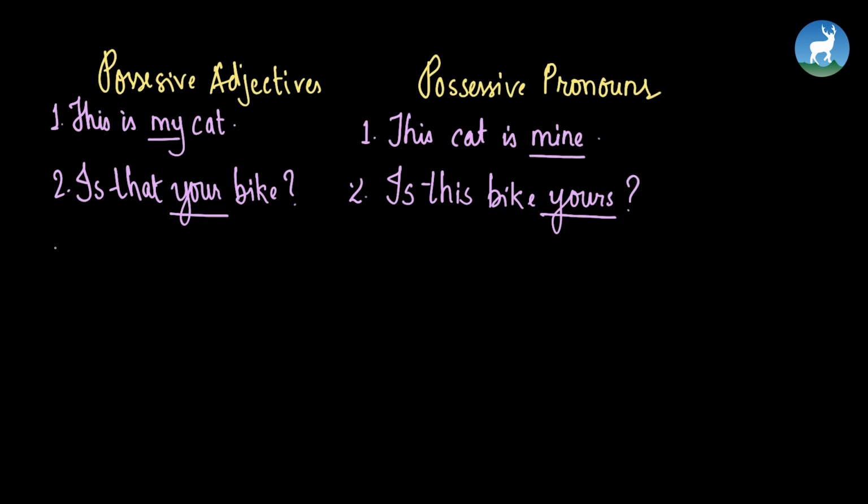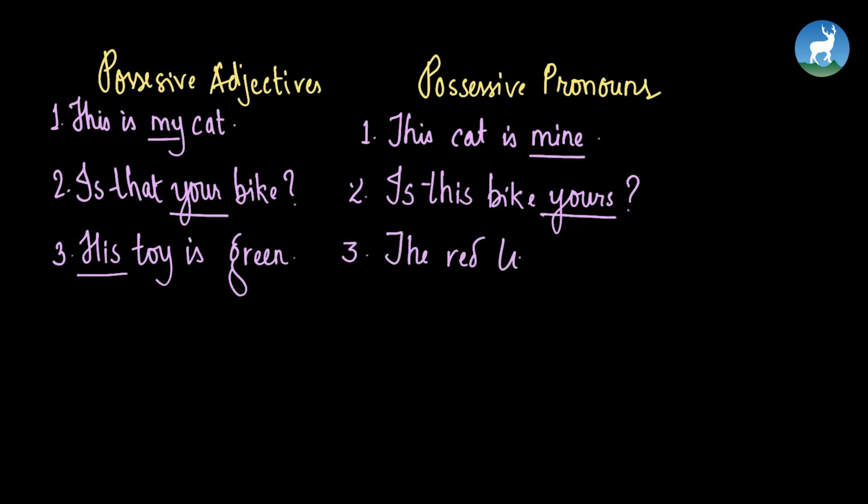Okay, let's move to one more example. His toy is green. The word his shows that the toy belongs to him. Okay, now let's move to possessive pronoun. The red toy is his. Here, instead of saying the red toy is his toy, we said the red toy is his, using the possessive pronoun his. Okay, so let's try learning the difference in a simpler way.